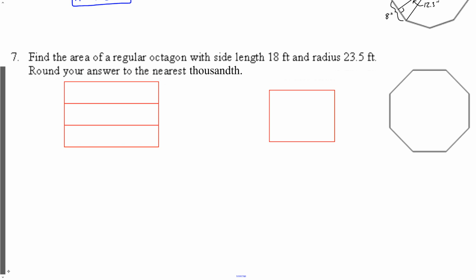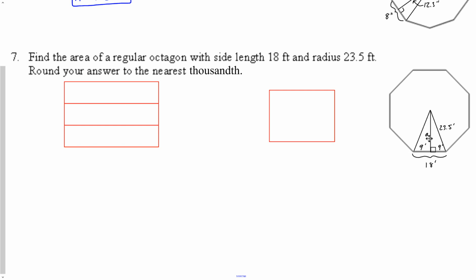Second example, we now have a regular octagon. The side length is 18 feet and the radius is 23.5 feet. So again, if I draw into my picture all the information that I know, I have my side length and my radius labeled. I have my apothem drawn in with the letter A, signifying that I need to figure out what that value is.